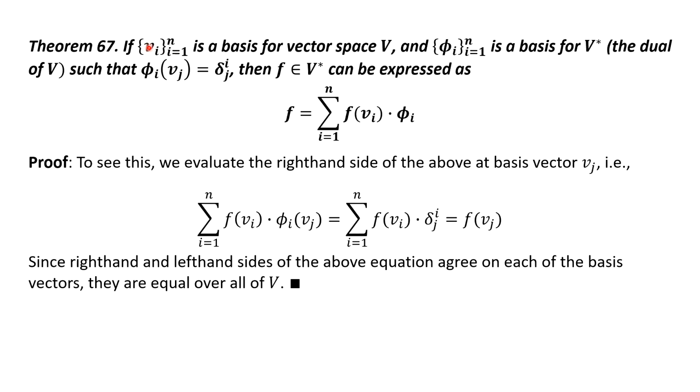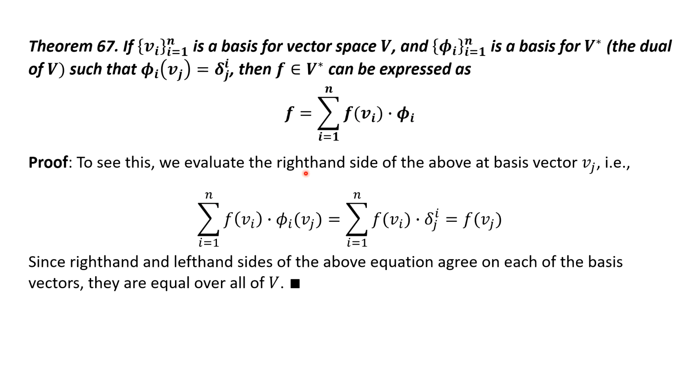If v sub i, i equals 1 to n, is a basis for the vector space V, and phi sub i, i equals 1 to n, is a basis for the dual of V, such that phi sub i of v sub j equals the Kronecker delta, then f, an element of the dual space, can be represented in this format here. It's the summation of f evaluated over the basis and then applied to the phi sub i. So any function in the dual space can be represented as this sum of product of functions.